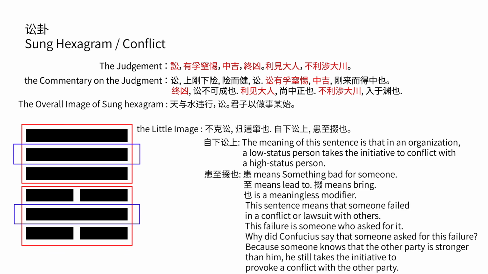患智多也。 患 means something bad for someone. 智 means lead to. 多 means bring. 也 is a meaningless modifier. This sentence means that someone failed in a conflict or lawsuit with others. This failure is something someone asked for. Why did Confucius say that someone asked for this failure? Because someone knows that the other party is stronger than him, he still takes the initiative to provoke a conflict with the other party.